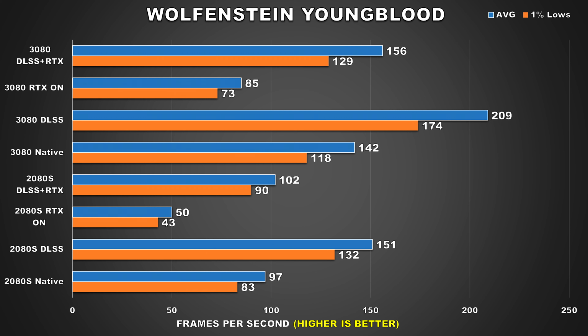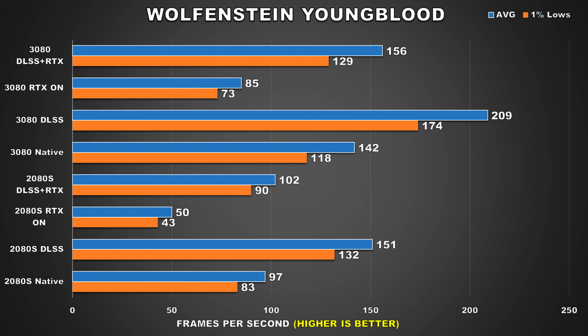At the native settings, both GPUs at 4K are putting up great figures, where the 3080 gets 142 FPS average and the 2080 Super gets 97 FPS. A 46% difference, but smooth performance can be expected from both GPUs. With DLSS, performance is substantially boosted for both of them, where the 3080 here sees a 47% increase, where now it's at 209 FPS average at 4K, which is just crazy.